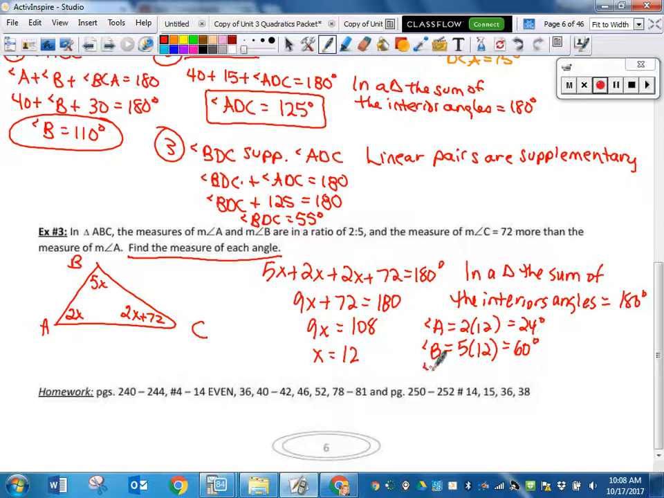And the last one, if it's correct, should add up to 180. So 2 times 12, which is 24, plus 72 gives me 96. These are the measures of my angles. When I add them all up, I get 24 and 96, which is 120, and 60 is 180. Perfect. So that's your lesson for today.